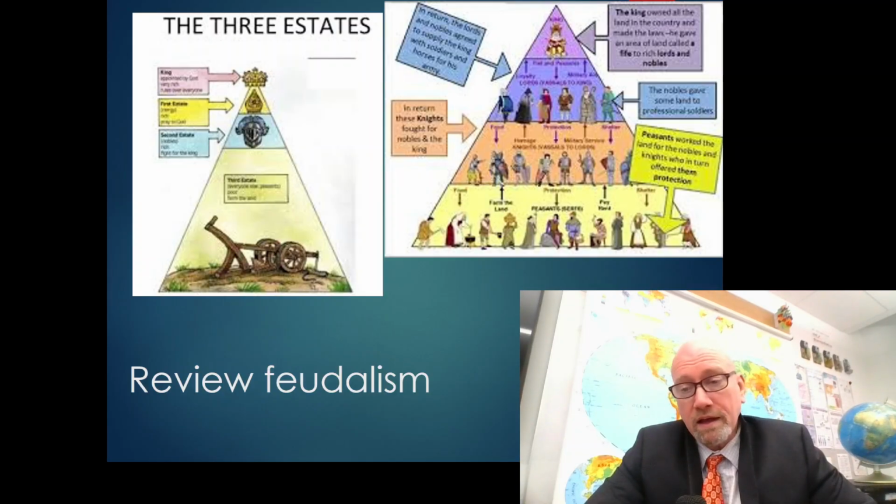Above the third estate in France, there would have been the second estate, which is the nobility. And there's a bit of a trick for you. Who is in the first estate then? Well, the first estate in France would have been the religious class, people who are bishops and priests and other people who have a religious type position. And above that would be the king or the monarch.